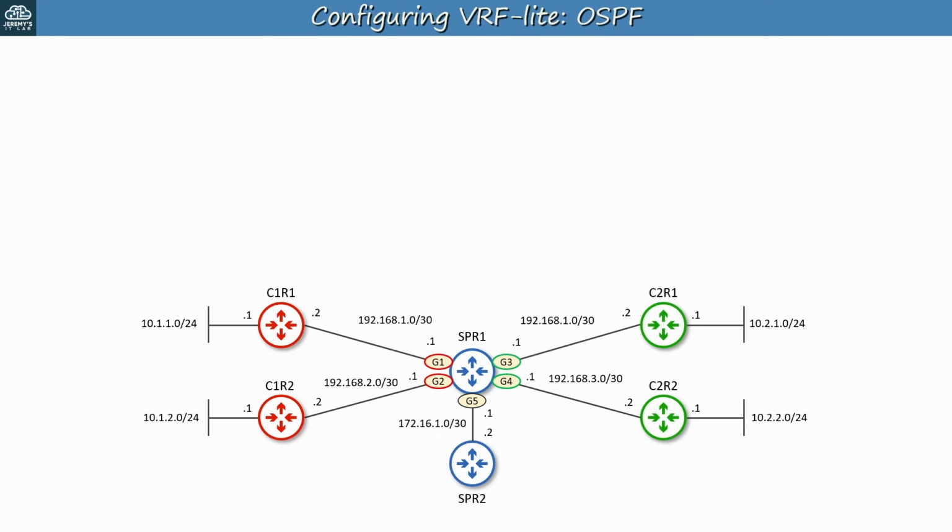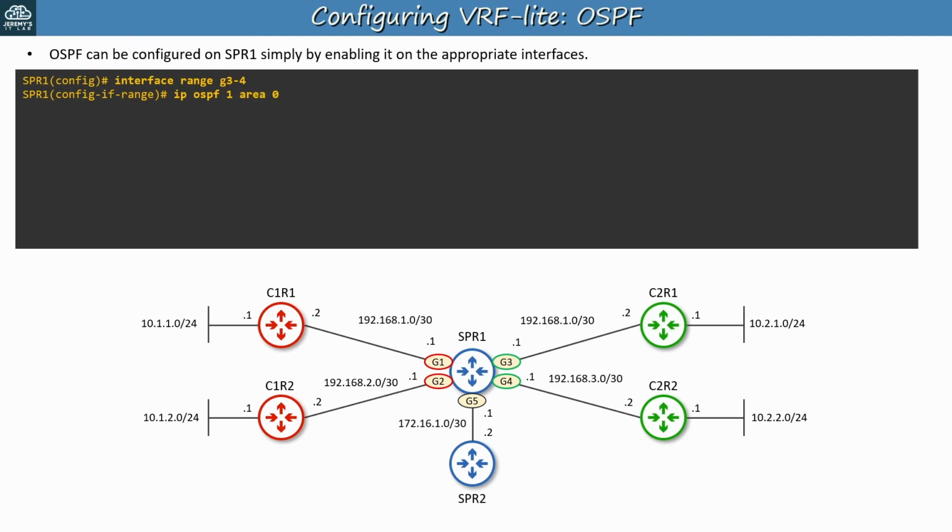Now let's configure routing for VRF2. This time, instead of using static routing, let's use OSPF. I've already enabled OSPF on C2R1 and R2, so let's do it on SPR1. It's very simple. OSPF can be configured on SPR1 simply by enabling it on the appropriate interfaces, G3 and G4, its VRF2 interfaces. Here it is, no extra steps needed. I just configured IP OSPF 1 area 0 on G3 and G4.